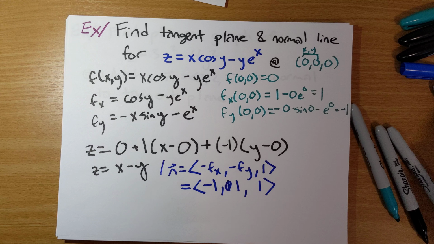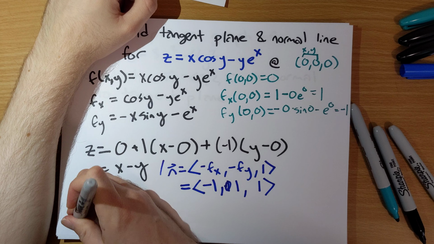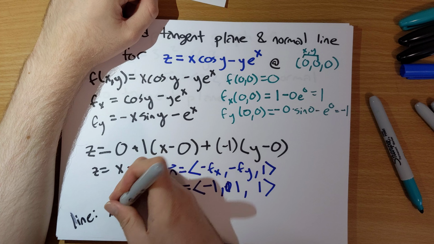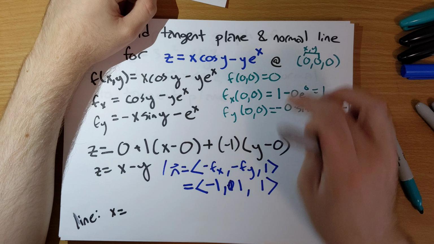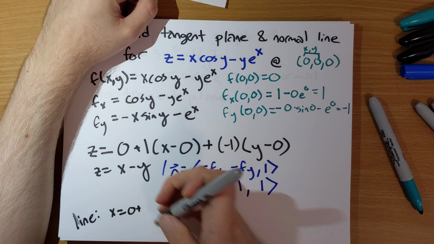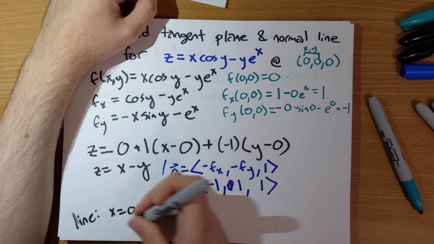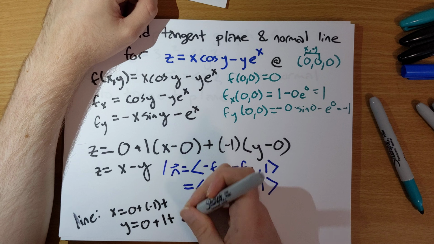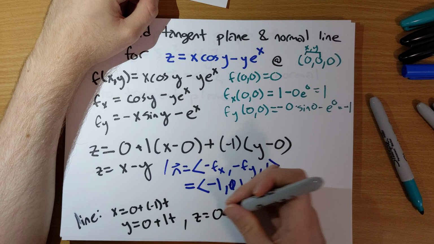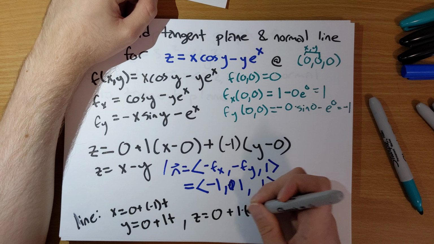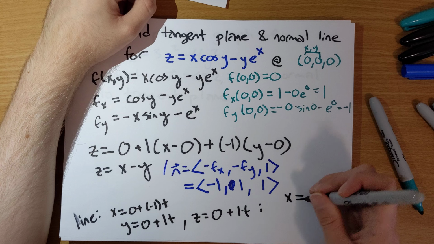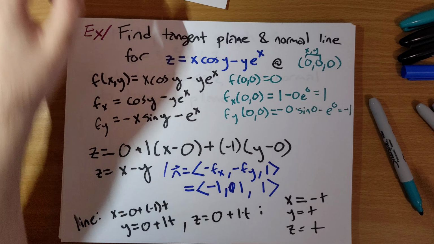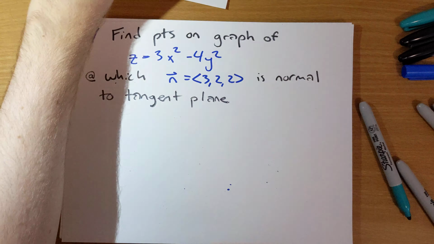How do we write down parametric equations for our line? So x is going to be x naught, which is 0, plus t times negative 1. y is going to be y naught, which is 0, plus t times 1. z is going to equal z naught, which is 0, plus t times 1. So we can very succinctly write this as x is equal to negative t, y is equal to t, z is equal to t. Okay, so that's one example to do.